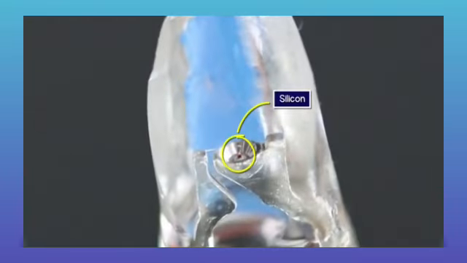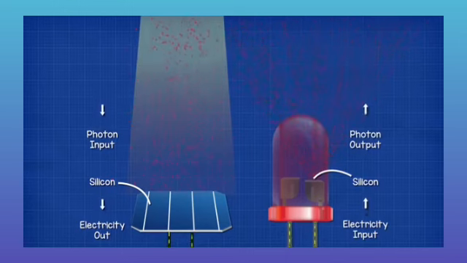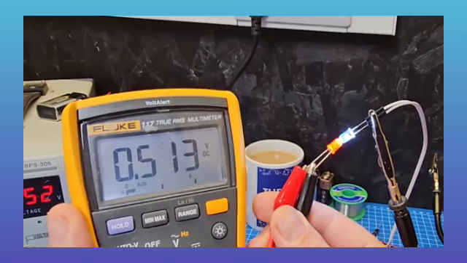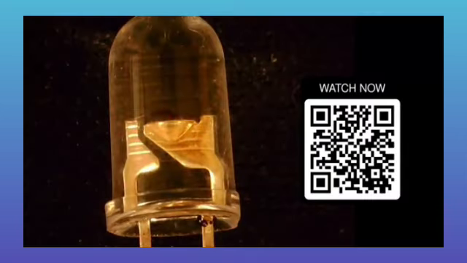LEDs also use silicon, and so do diodes. A solar cell is basically just a giant flat LED working in reverse. We can actually shine light into an LED and it will produce a voltage. Check out our LED video to learn how they work in detail.